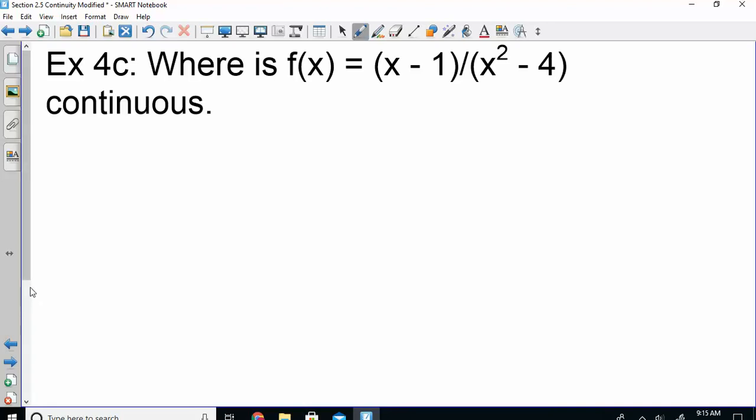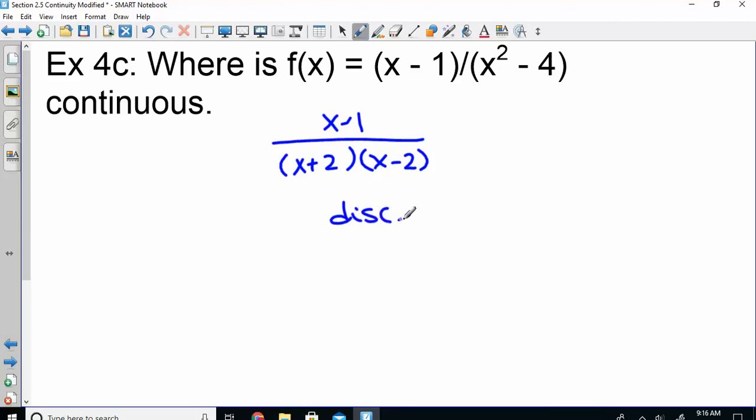X minus 1 over x squared minus 4. What can you do on the bottom? So that factors into x plus 2, x minus 2. So what makes the bottom 0? Negative 2 and positive 2.